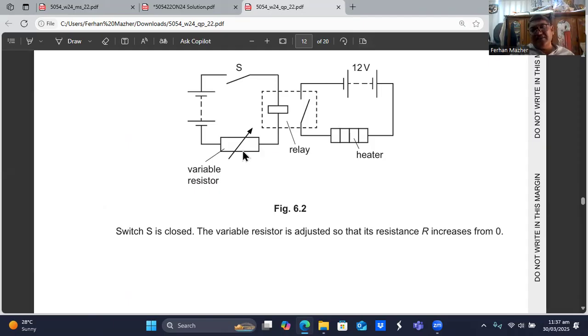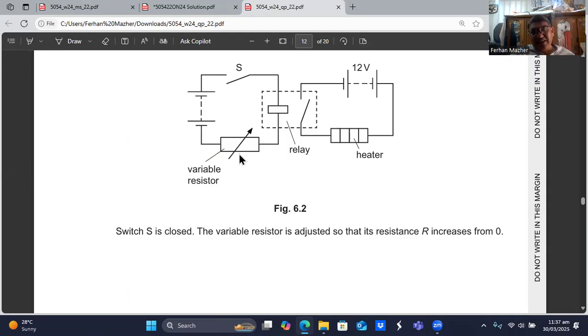At the start, the resistance of this variable resistor is 0, so the maximum current is coming and passing through this coil. This coil will become a strong magnet. It will attract this switch, and this switch will be closed. The heater will be on. The power will be supplied to this heater.